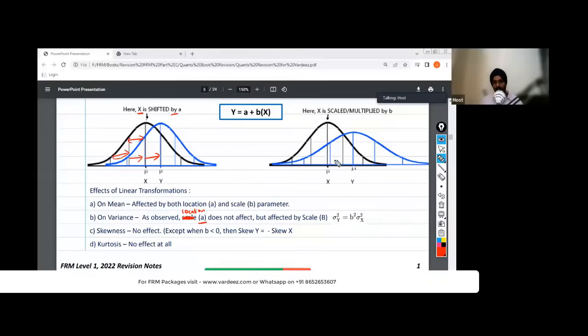Fair enough. What about the other? When you scale it, when you multiply it, the variance actually changes. It's multiplied by the square of B. Skewness, no effect. Kurtosis, no effect. Only when B is negative will we have this thing over here. Fair enough. So that is something we have in the linear transformation.